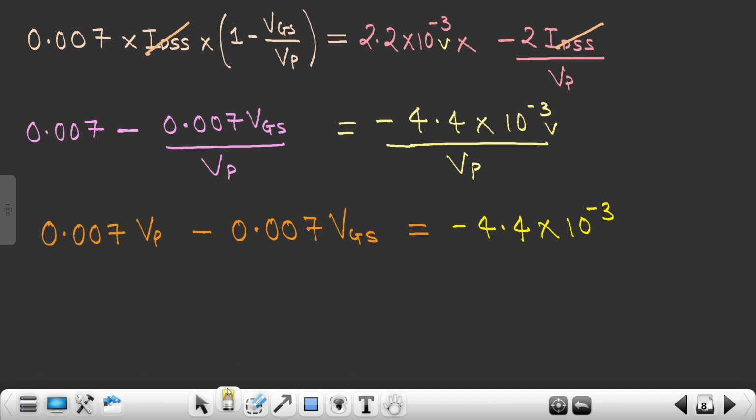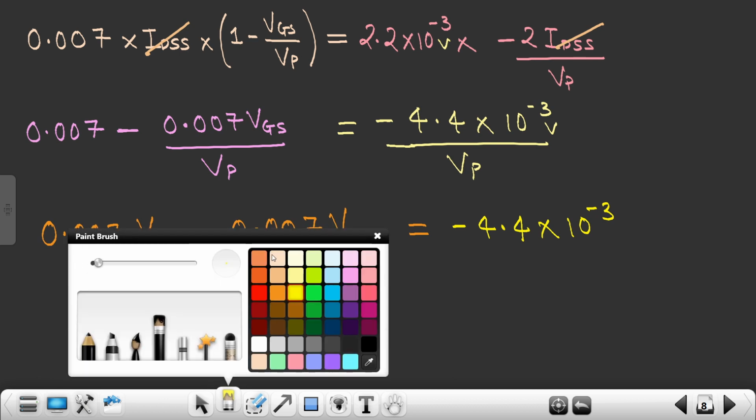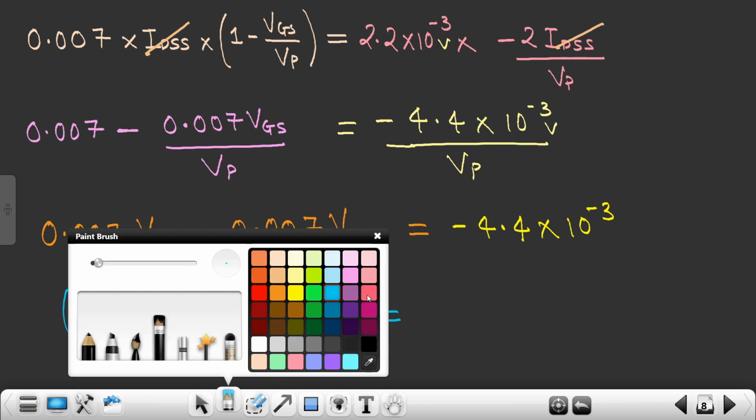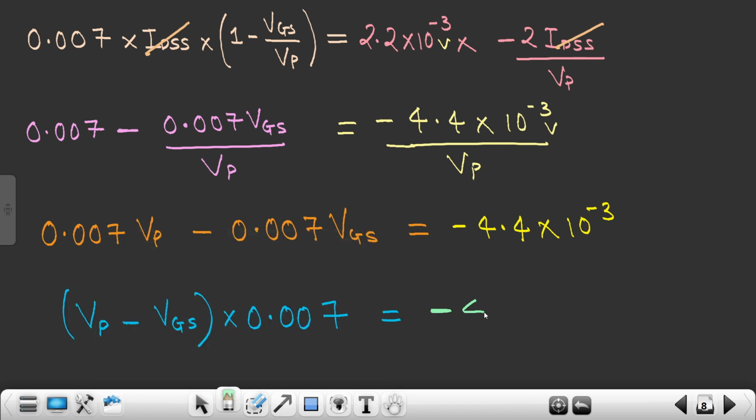So what you can do is take 0.007 as common from this term. So this would be VP minus of VGS, and obviously I will write this in bracket, and this would be getting multiplied with 0.007, and this would be equated with minus of 4.4 into 10 raised to minus 3.